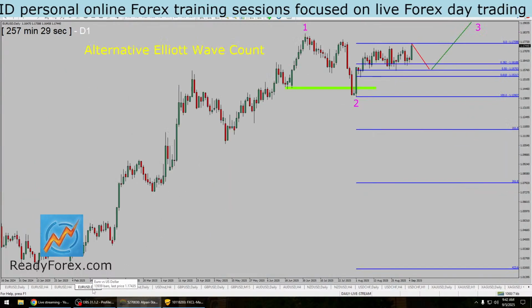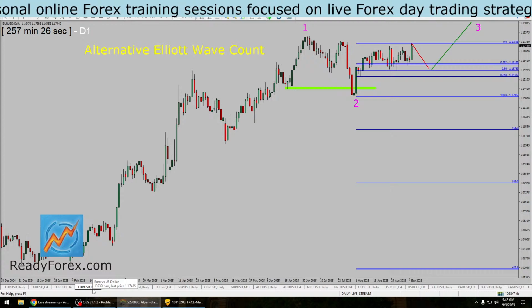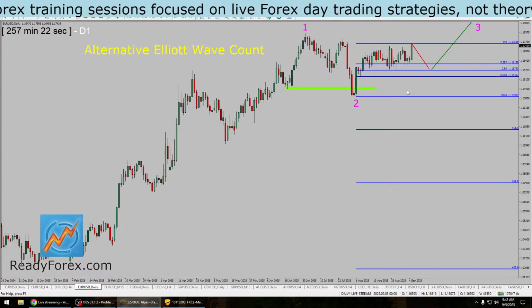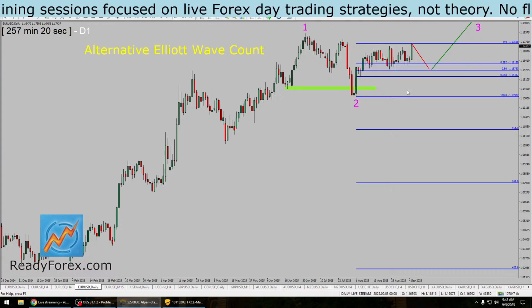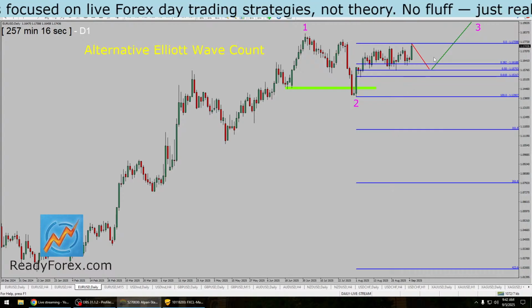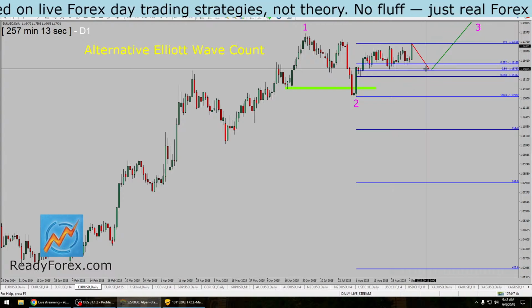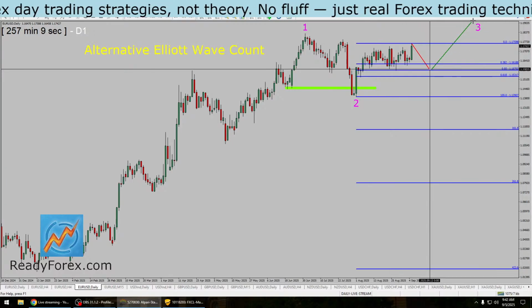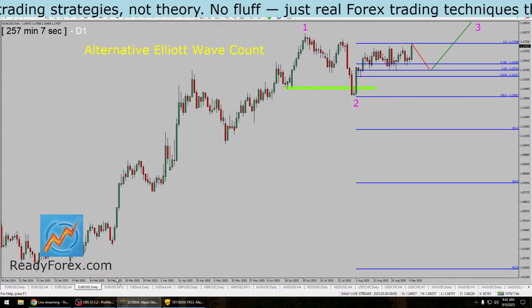Okay, I do have another Elliott wave count. Let me show you that. This is the alternative Elliott wave count, which suggests that we're getting basically an ending diagonal triangle formation. So the market is going to create a bearish pullback one last time and then expect further up.